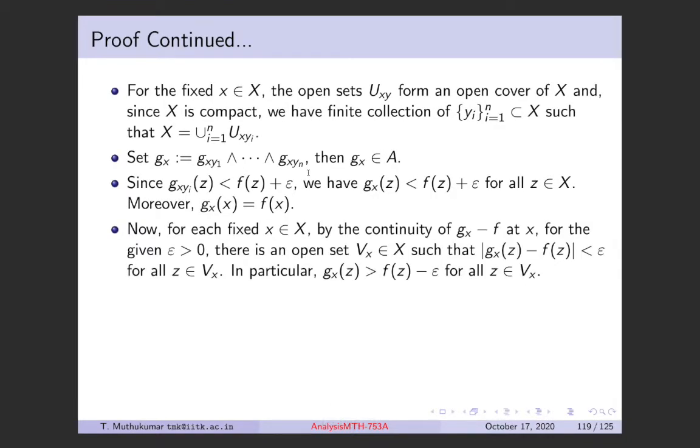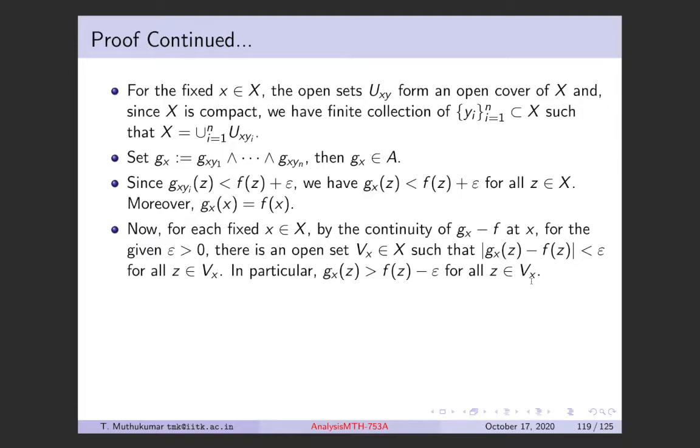Now for each fixed x, you repeat the same argument. So from the xy indices, using compactness, we reduced by taking the minimum, and we have written the function as indexed by x. Now this you can do for each x. So for each x, you look at this function g_x minus f at x, which is continuous at x, and use the continuity property. You have an open set V_x in X such that this happens. In particular, you have g_x(z) bigger than f(z) minus epsilon for all z in V_x.